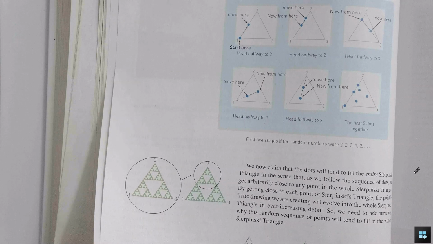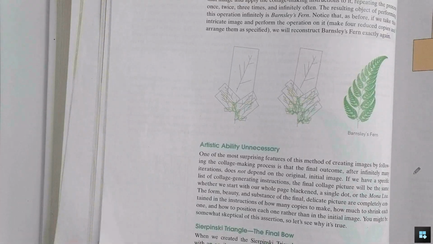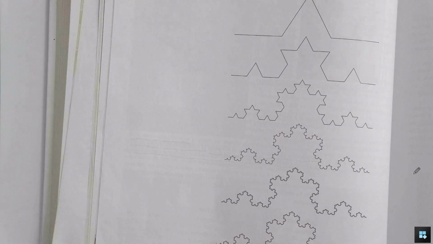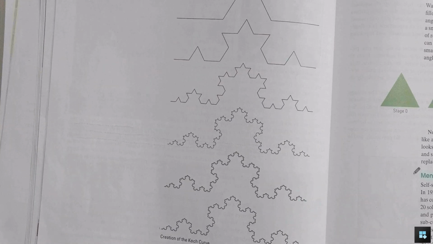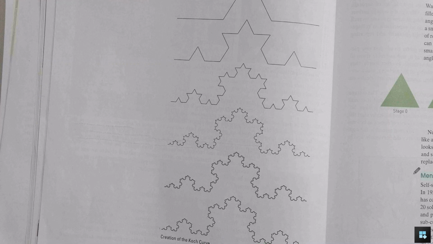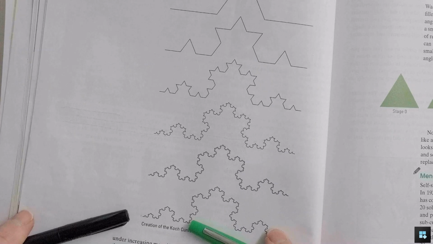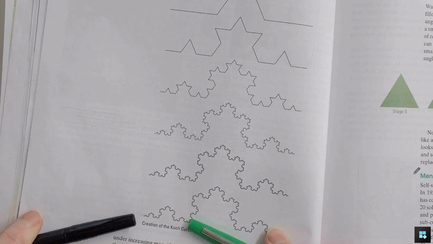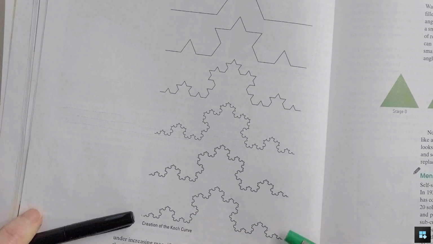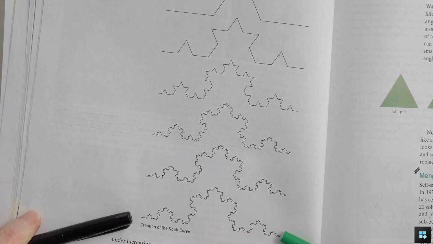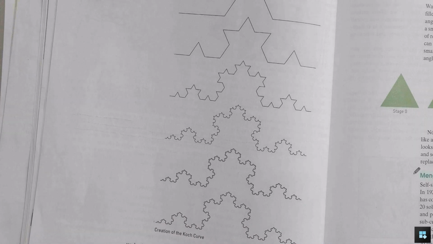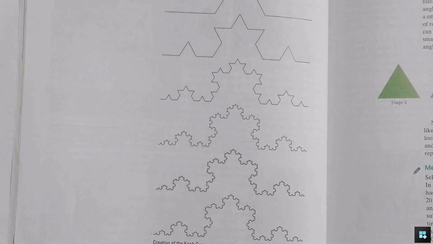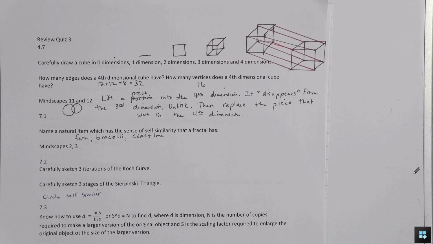Let's see if I can find. So on the Koch curve, you have this portion of the Koch curve that looks like a smaller, reduced copy of the entire Koch curve. Okay. So you'll need to be able to circle a piece of a fractal that's self-similar to itself.